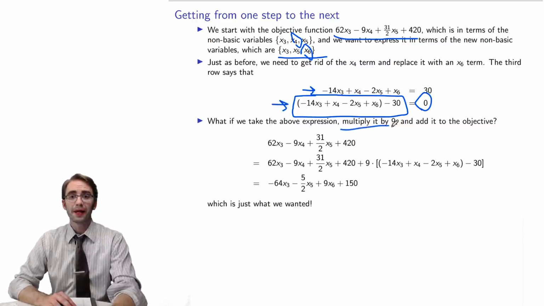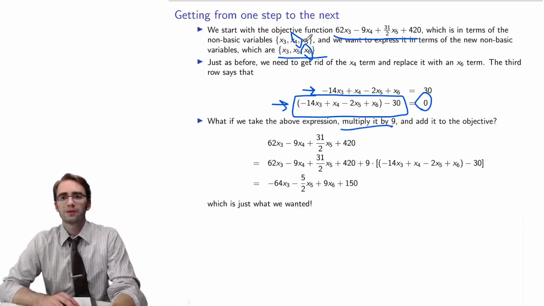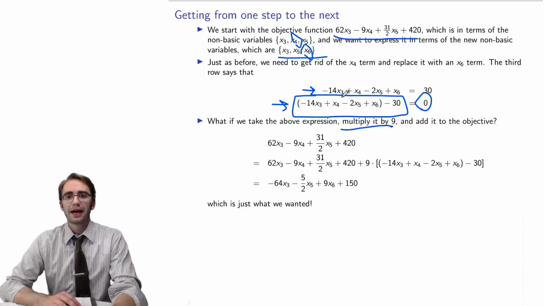Let's multiply it by 9, and let's add it to the objective. Now, why did it occur to me that I should multiply it by 9? The reason I'm going to multiply it by 9 is because I have a coefficient of 9 on the x4, which is how I'm going to try and zero it out.